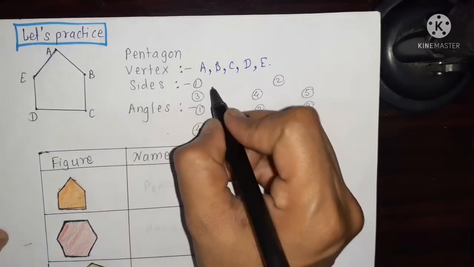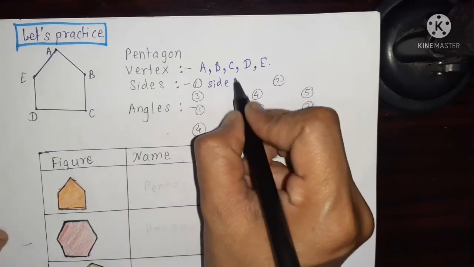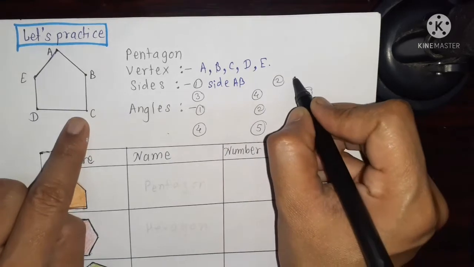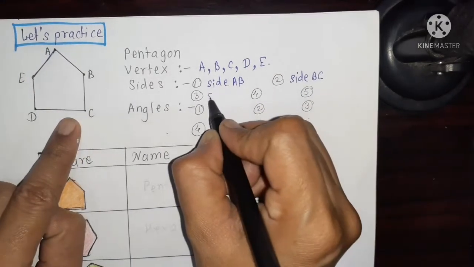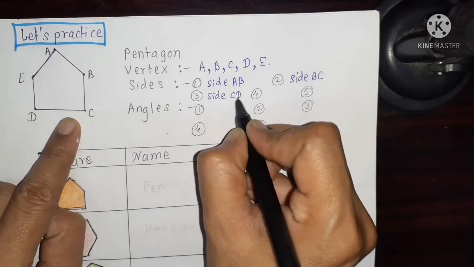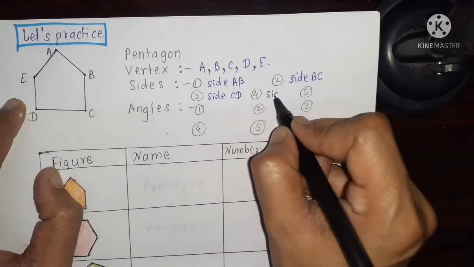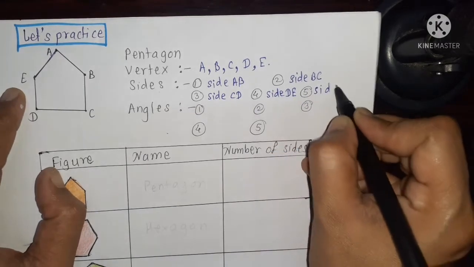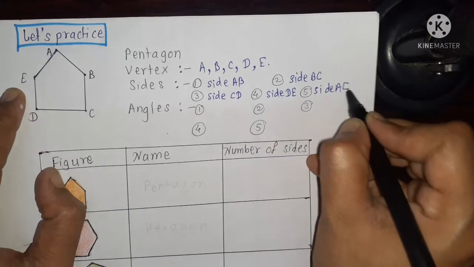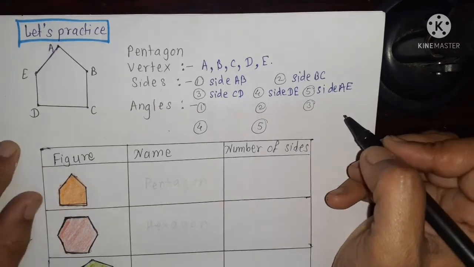Sides. Side AB, side BC, side CD, side DE, side AE. These are the 5 sides of the pentagon.